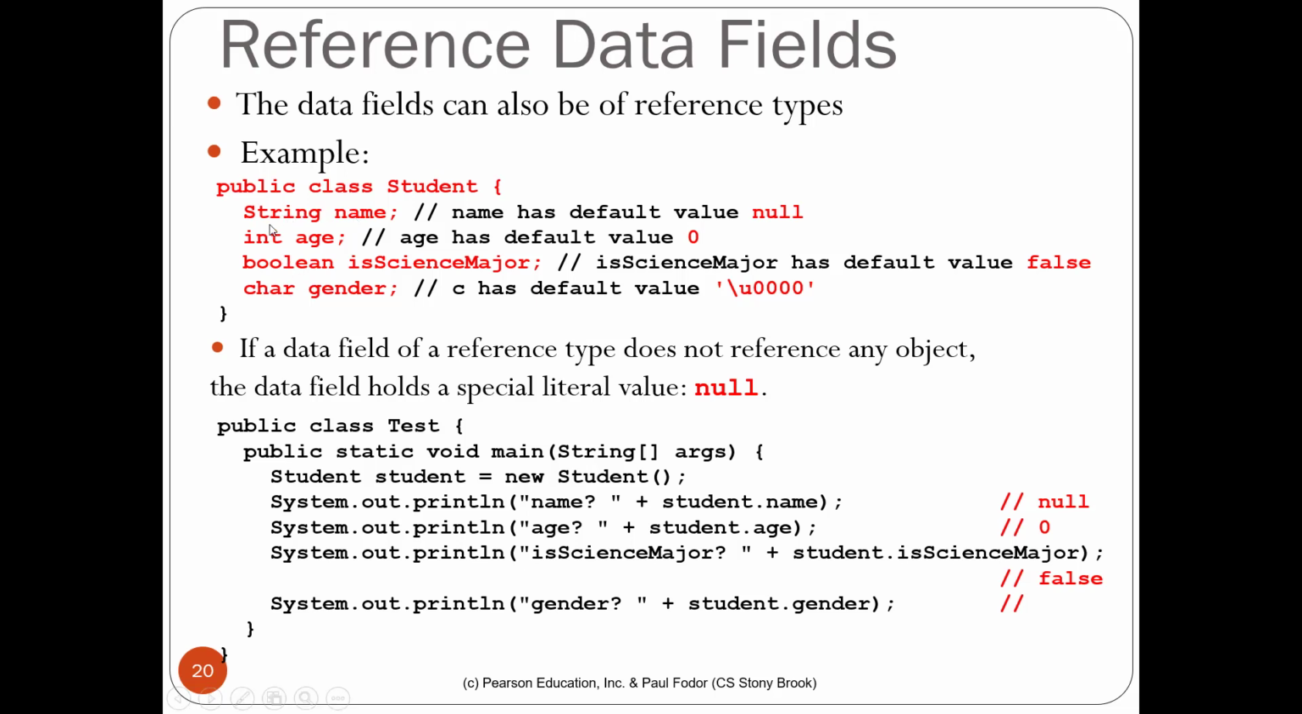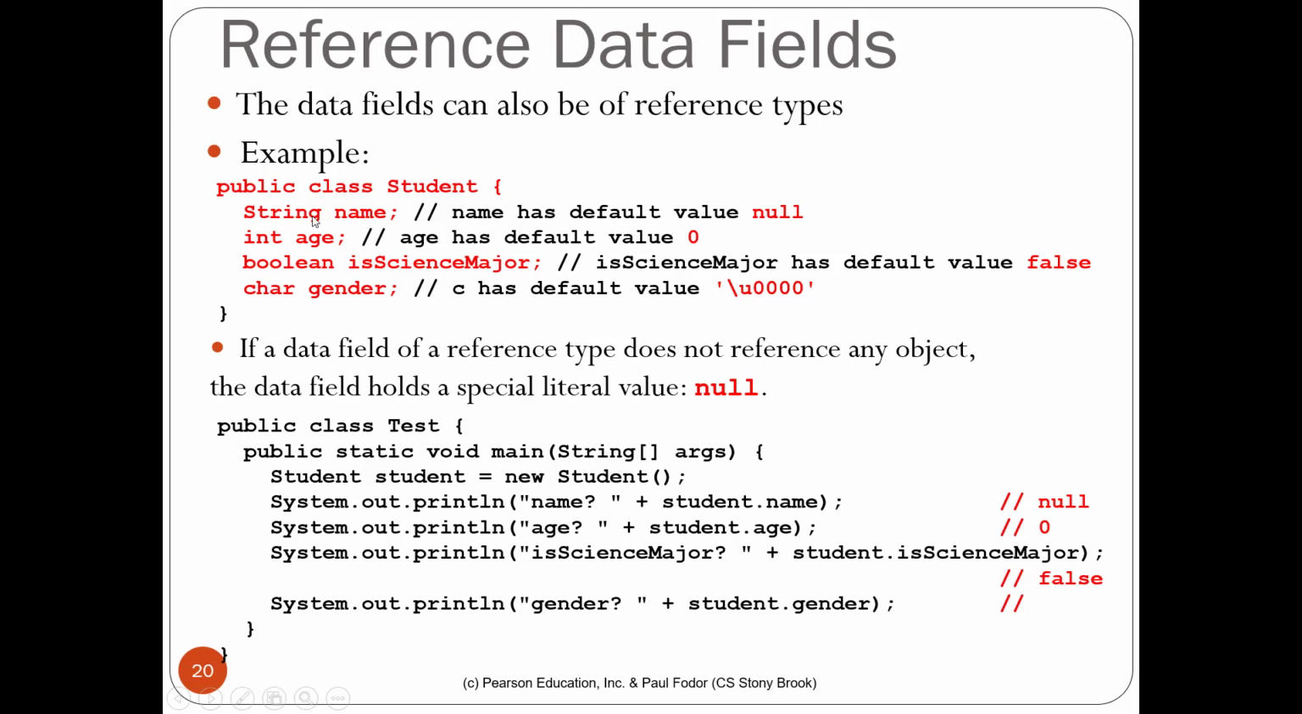Why are these data members and not local variables? Because these are not defined inside a method. All these things are inside a class. There's no method; these are not part of any method. So these are data members or data fields. These data fields, or data members, get some default values. Alright, so what's the default value?